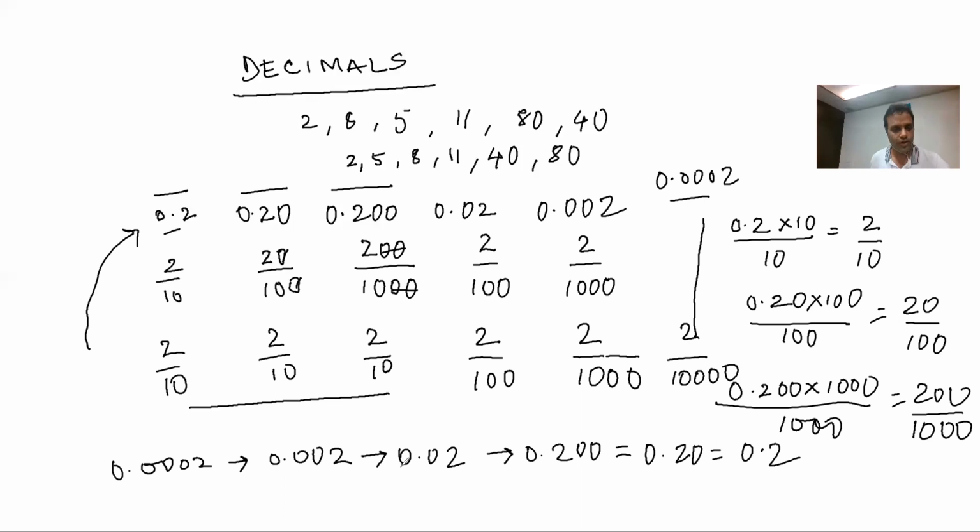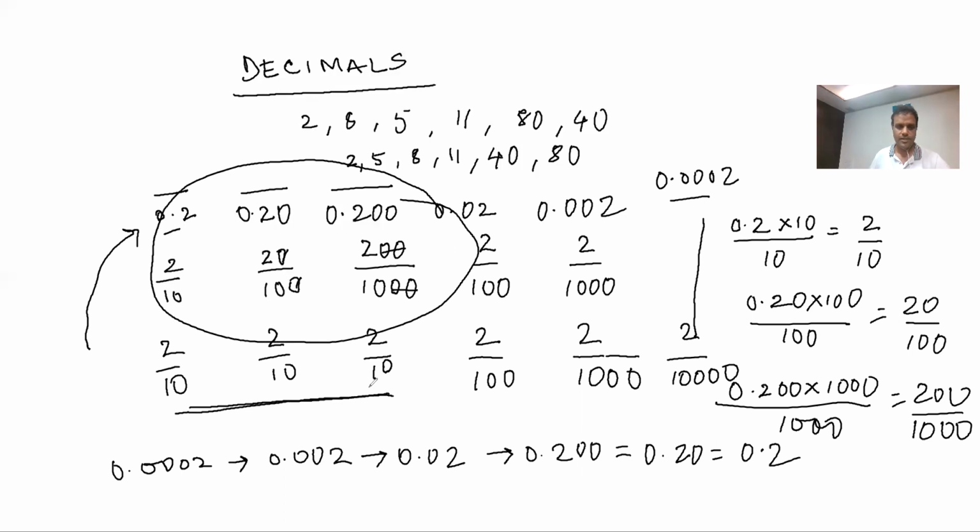This is all I wanted to tell you: how do we understand which decimal is bigger and which decimal is smaller. Generally the confusion is here, but if we convert them into fractions, then we can easily find out which number is bigger, smaller, or equal. I hope you could understand what I'm trying to say.